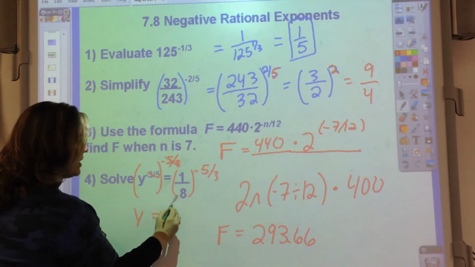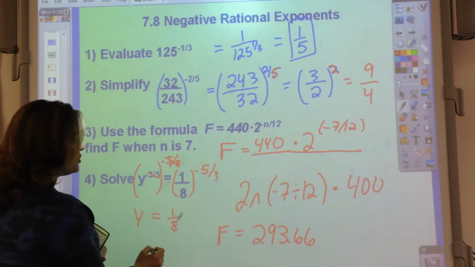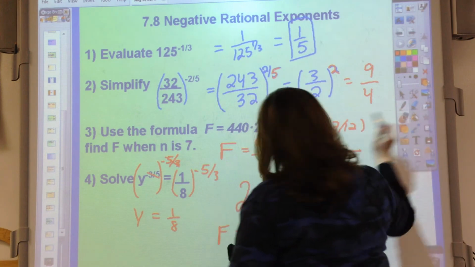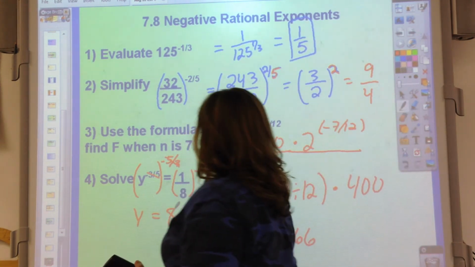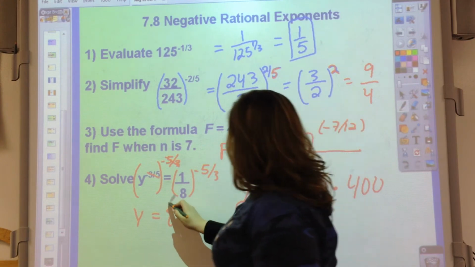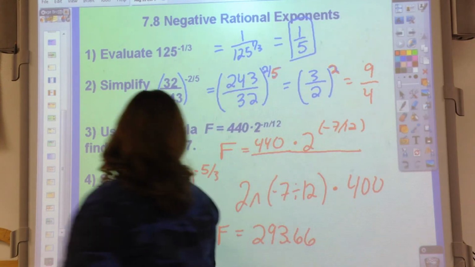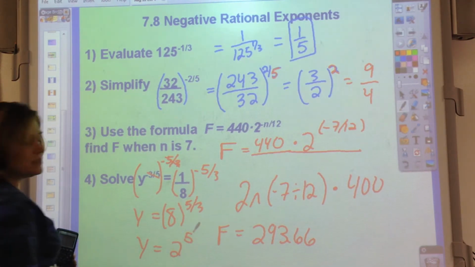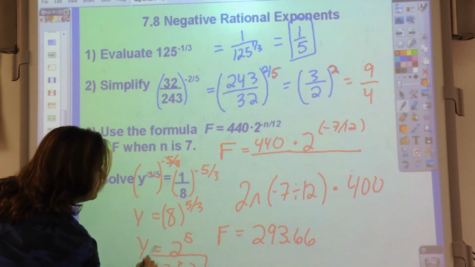So over here I get 1/8 to the negative 5/3, which means that I need to write it with a positive power. To do that, I'm going to write the reciprocal. 1/8's reciprocal is 8. And now my exponent is going to be positive. When I take that cube root, I get 2. And when I raise it to the power of 5, I get 32.